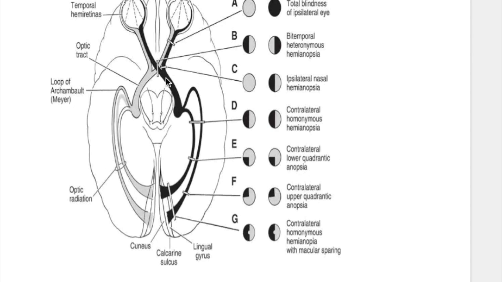Complete transection of the optic nerve before the optic chiasma will cause complete blindness in the ipsilateral eye. So a complete transection of the right optic nerve will cause complete blindness in the right eye.